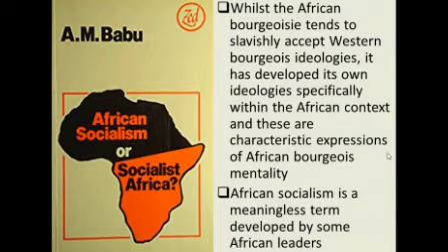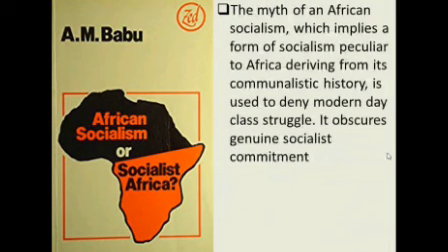It's a meaningless term developed by some African leaders. The myth of an African socialism, which implies a form of socialism peculiar to Africa, deriving from its communalistic history, is used to deny modern-day class struggle. It obscures genuine socialist commitment.